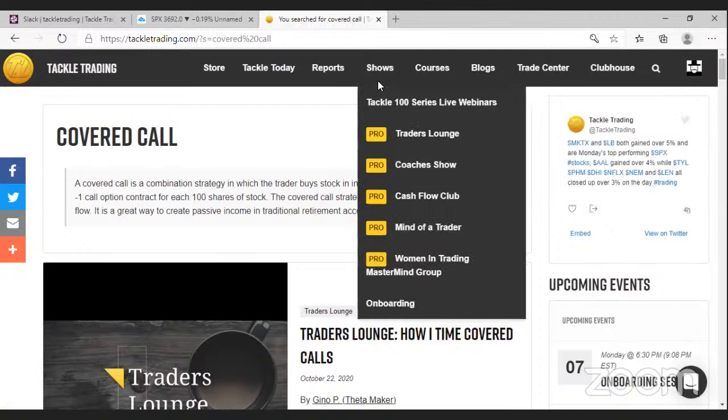Now let's shift gears into what the schedule looks like. Like I said earlier, we're pretty regimented around here, but let's talk a little bit about it. Let's talk about the daily schedule first. Every market day, we're going to be with our team. First off, we're going to start off at 11 a.m. Eastern over here at Tackle Trading. We'll be in a Zoom room in our Traders Lounge.